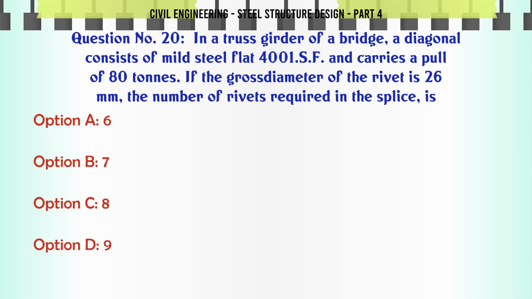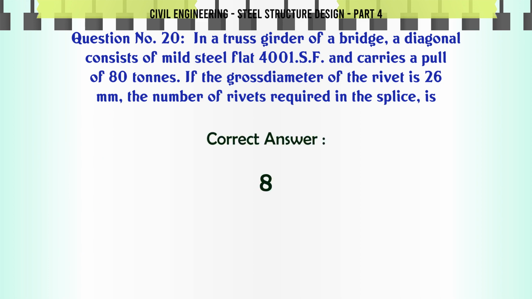In a truss girder of a bridge, a diagonal consists of mild steel flat 400 by 10 mm and carries a pull of 80 tons. If the gross diameter of the rivet is 26 mm, the number of rivets required in the splice is A) 6, B) 7, C) 8, D) 9. The correct answer is 8.